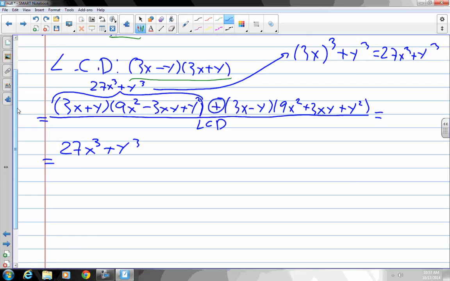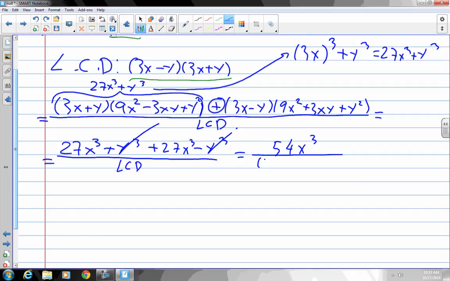So the other two parentheses is the same thing, only with a minus. That's a difference of cubes, so 27x cubed minus y cubed over whatever the LCD was. The y's cancel. 27 plus 27 is 54x cubed all over 3x minus y, 3x plus y. And nothing much I can do about that.